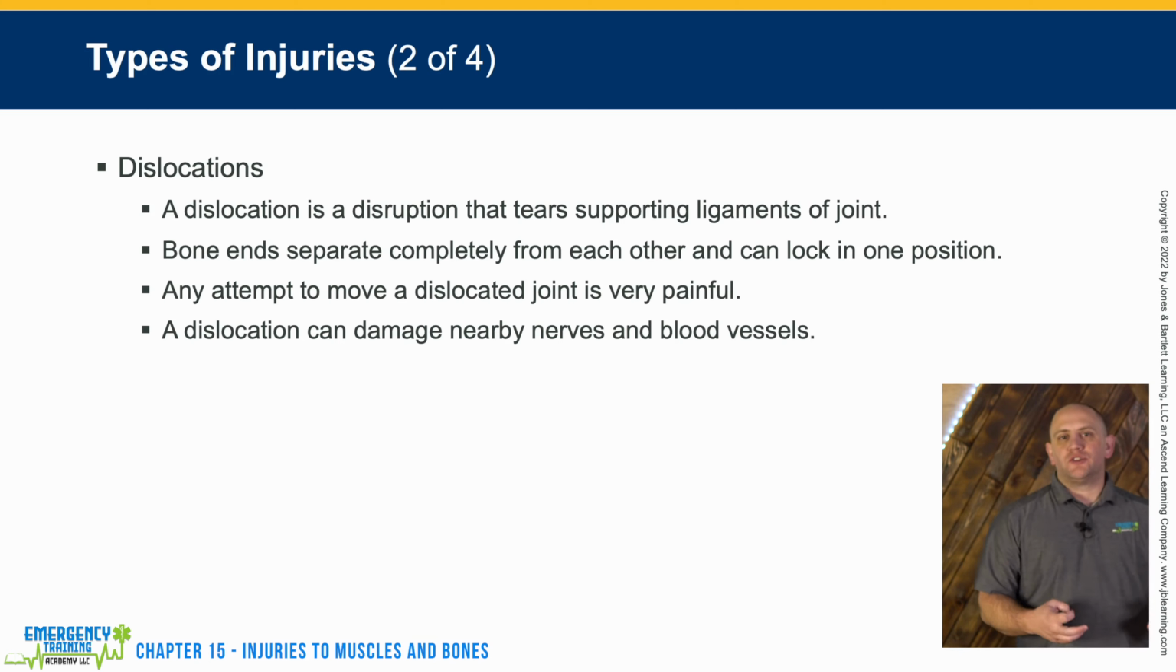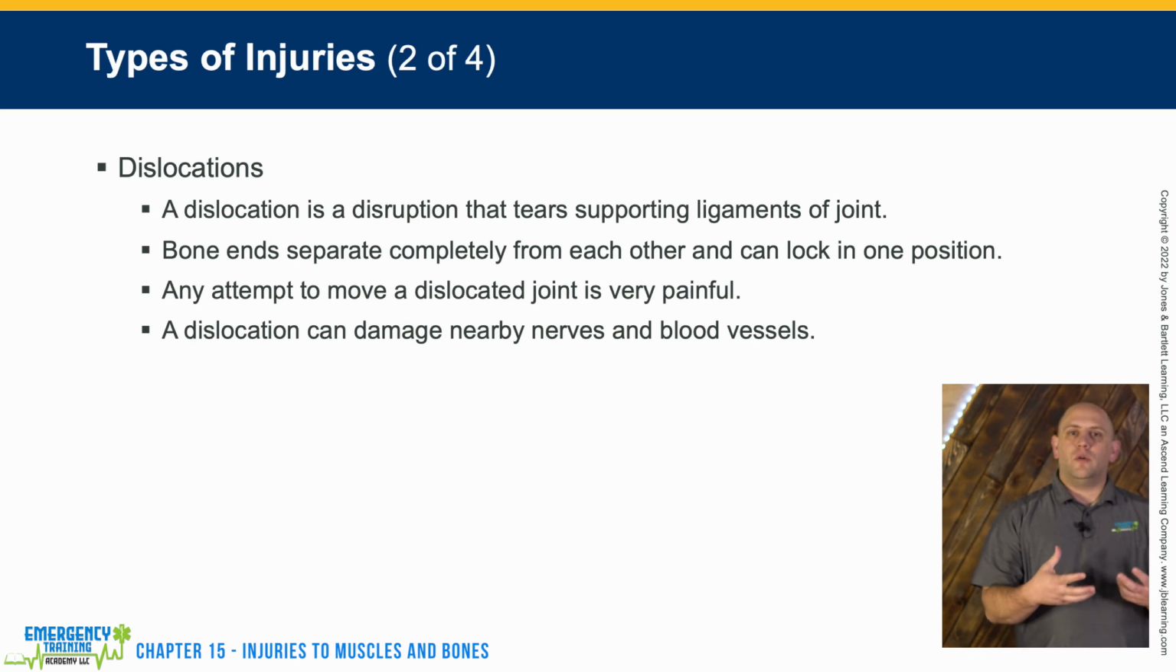The next type of injury is where two bones come together and there is a disruption of the ligament at that joint. So both ends of the bone separate completely from each other, and that causes the dislocation, and those bones will lock into a position where they're no longer in contact with each other. Any attempt to move these can be extremely painful.